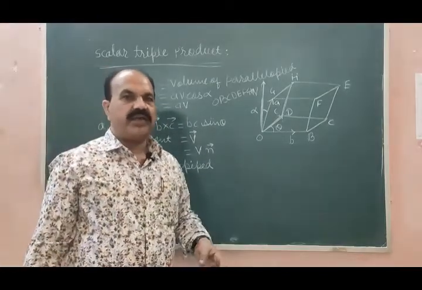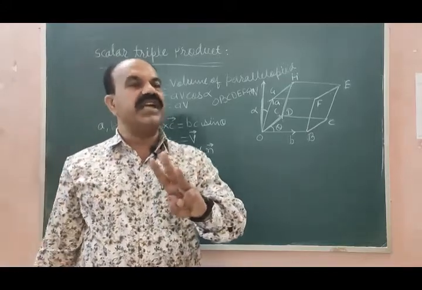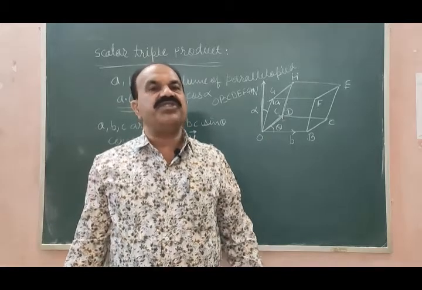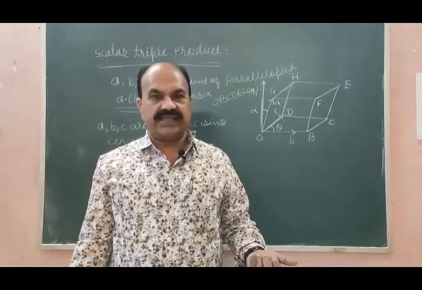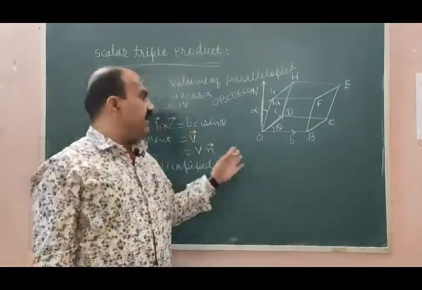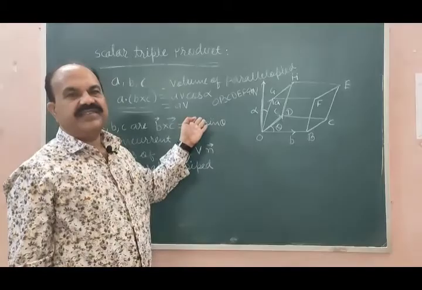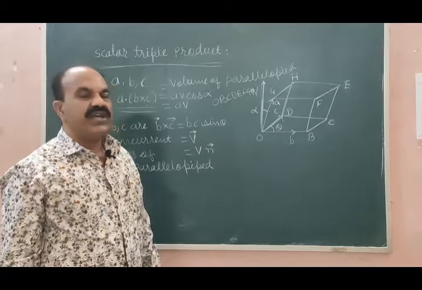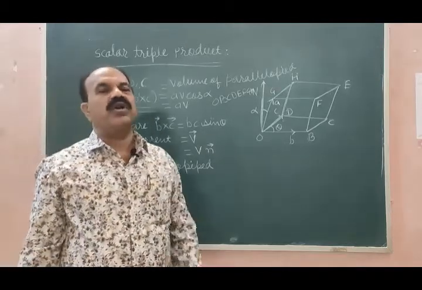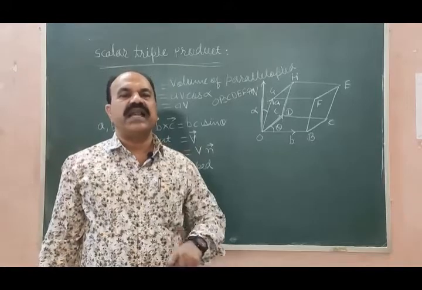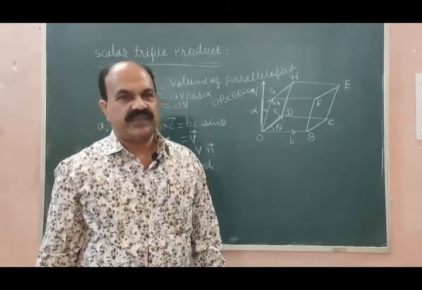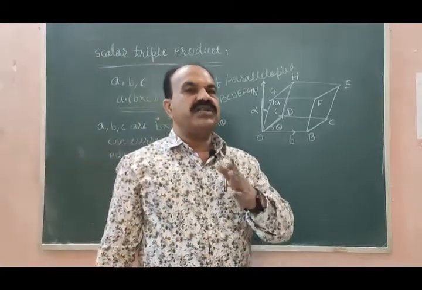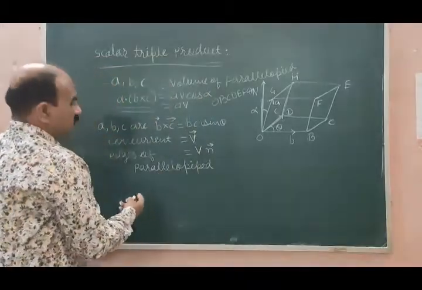In scalar triple product, three vectors are involved. One thing. Second thing, product of these three vectors is taken such that the result is a scalar, and you see the result is a scalar here, which is volume of parallelopiped OBCDEFGH. Such a product is known as scalar triple product. It's very simple. Scalar triple product is also known as box product.